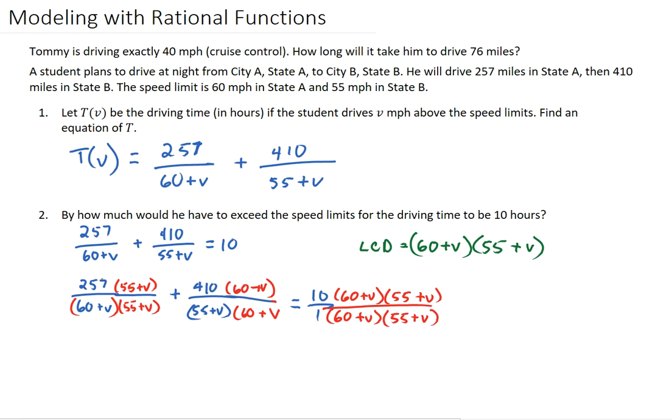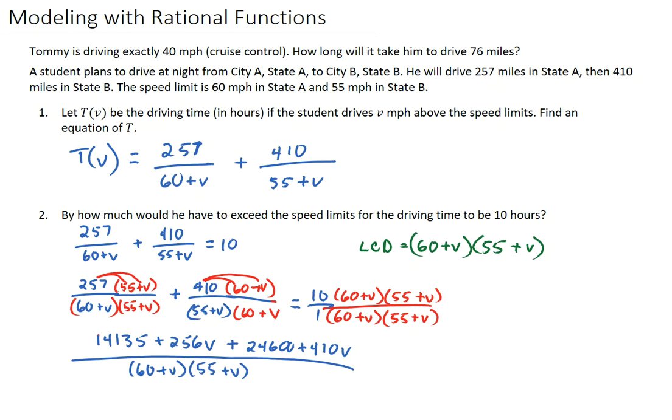So as far as the addition of my two fractions on the left goes, I'm going to start by combining them into one fraction over one denominator, and I'm also going to distribute into the binomials as I do that. For the first one, that gives me 14,135 plus 256v. For the second one, it gives me 24,600 plus 410v, and that is all going to be over my LCD.